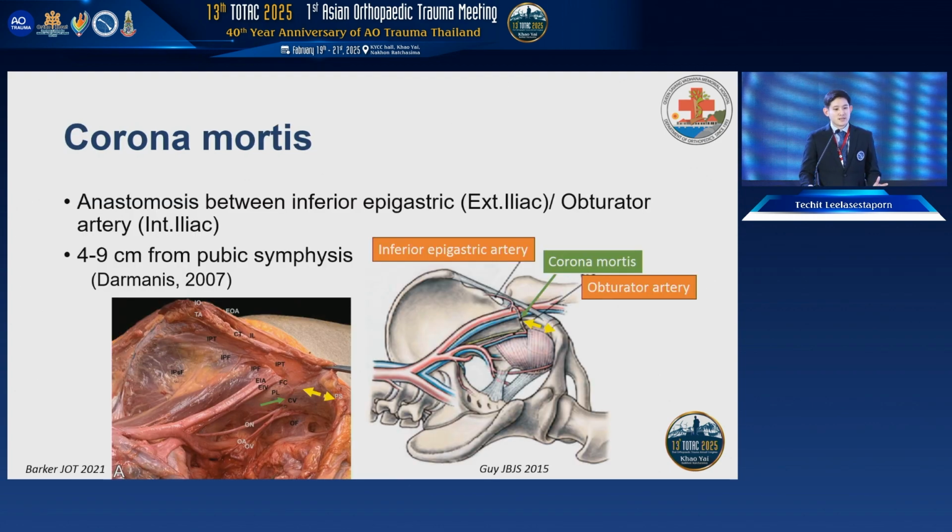The corona mortis is the anastomosis between the inferior epigastric and obturator arteries, which is the anastomosis between the external and internal iliac systems. It can be found about 4 to 9 centimeters from the pubic symphysis. So here we can see the anastomosis between the two vessel systems that we need to get out of the way in order to get into the brim.